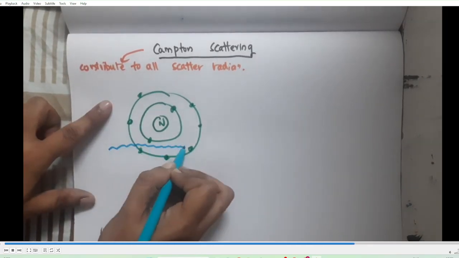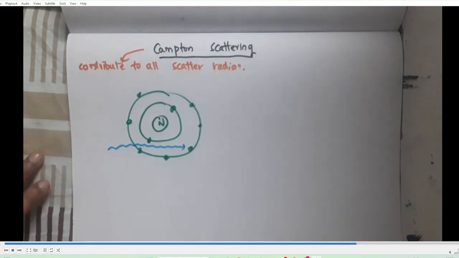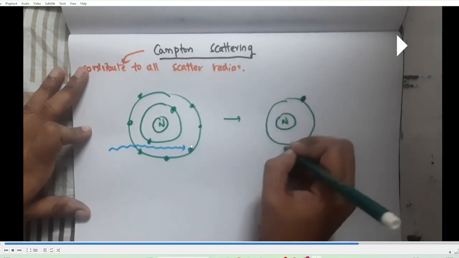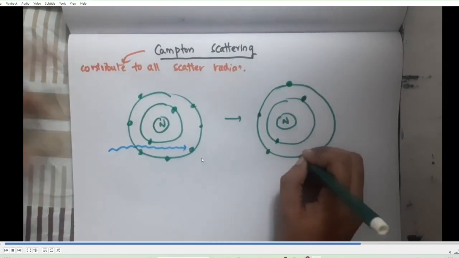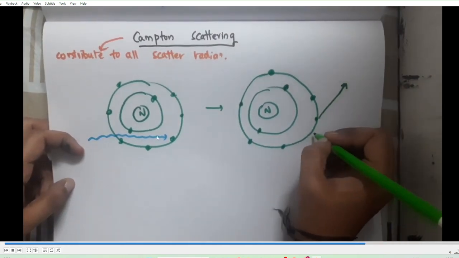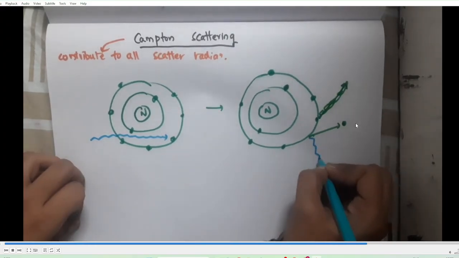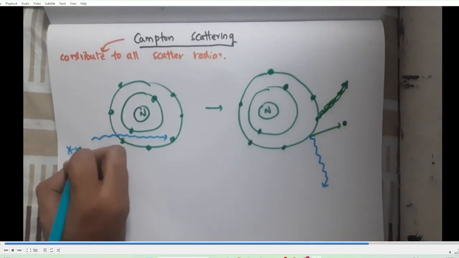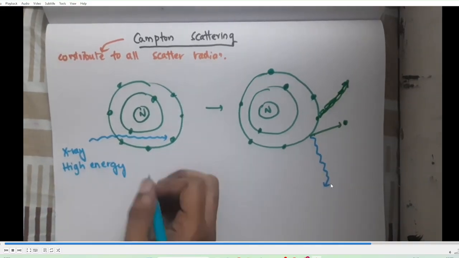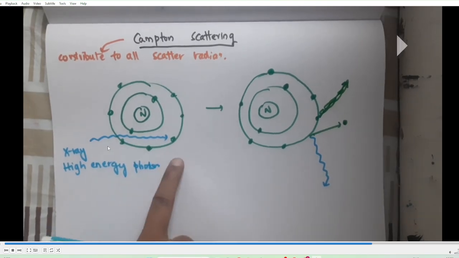When an incident photon with relatively high energy strikes a free outer shell electron, this electron is ejected from its orbital and the photon is deflected. The photon travels in a new direction as scattered radiation. The photon always retains a part of its original energy.